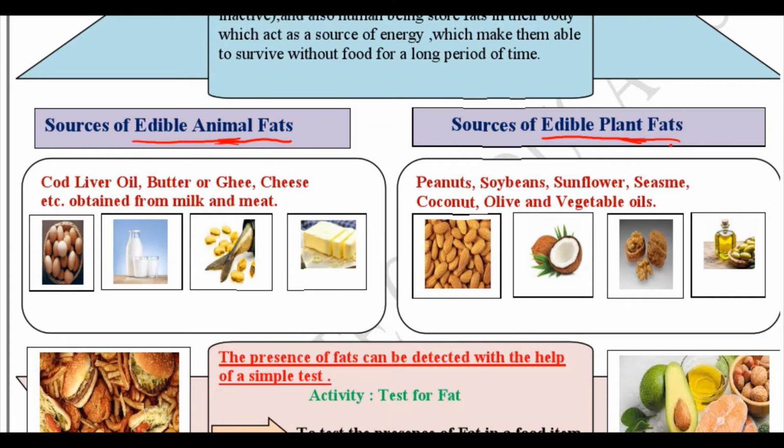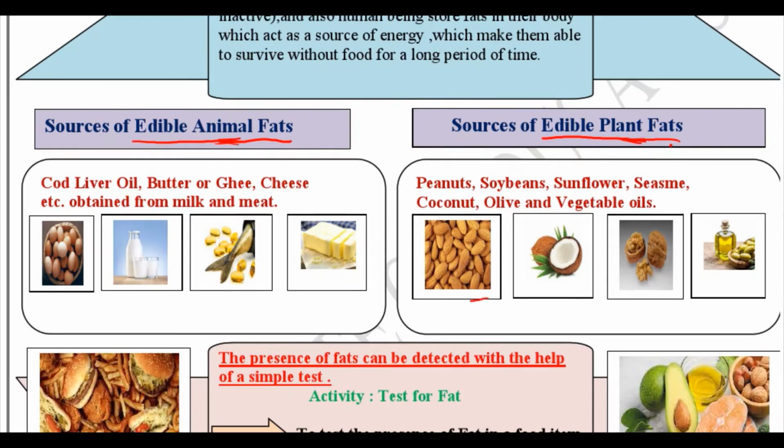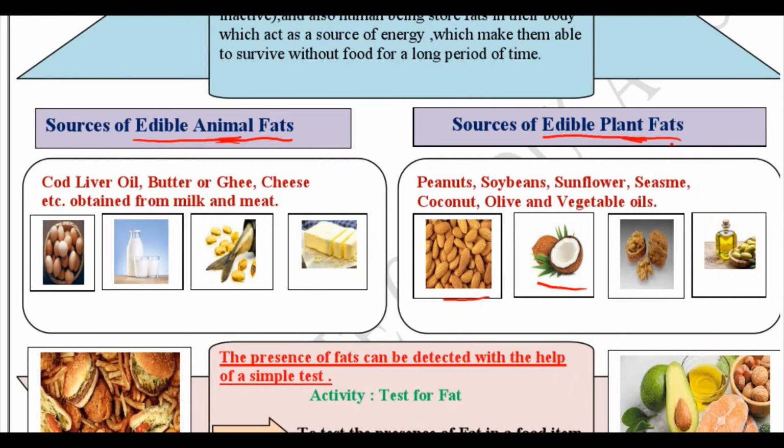Now here you see sources of edible plant fats are what? As you can see, there are some peanuts, soybeans, sunflower, sesame, coconut, olive and vegetable oil. As you can see over here, there are almonds, then here there is a coconut, and then you can see there are some vegetable oils even like these. Okay, next, so these are some edible plant fats.